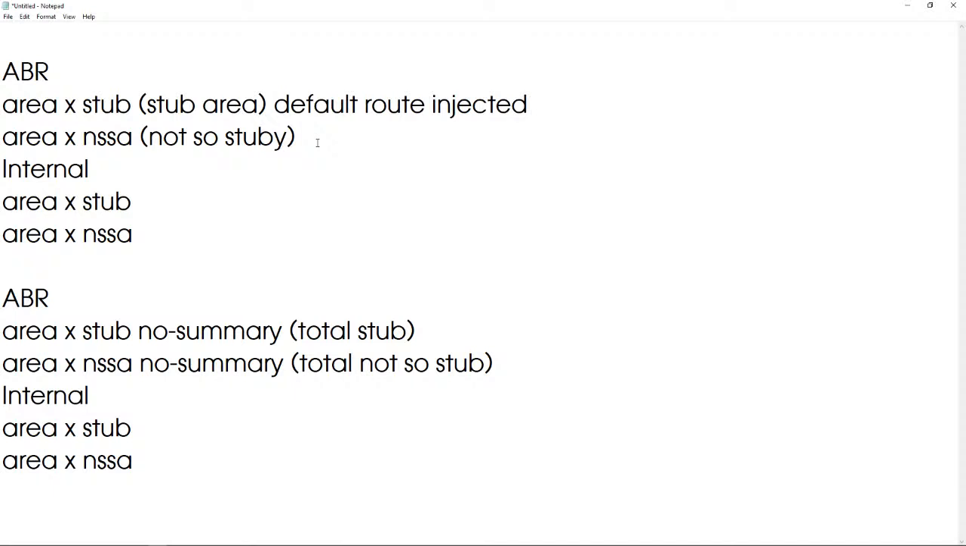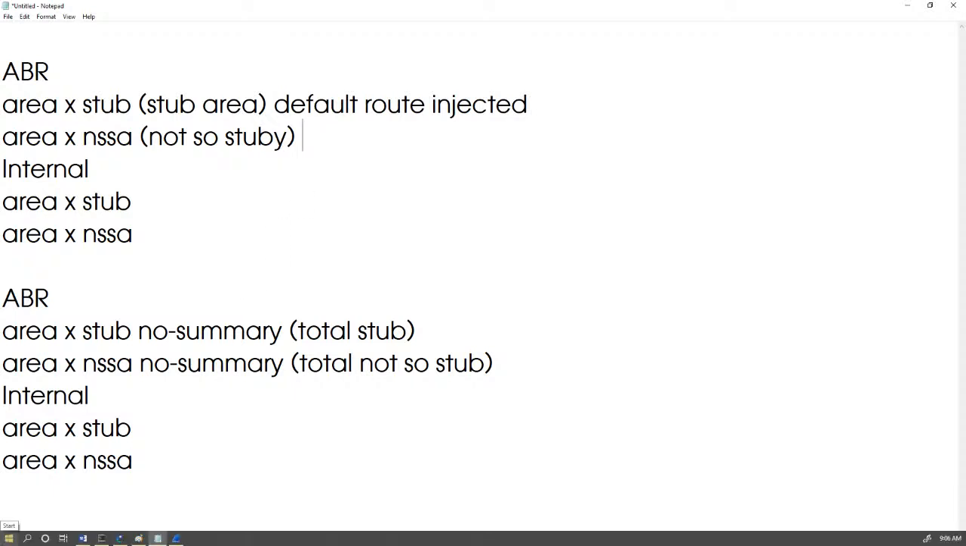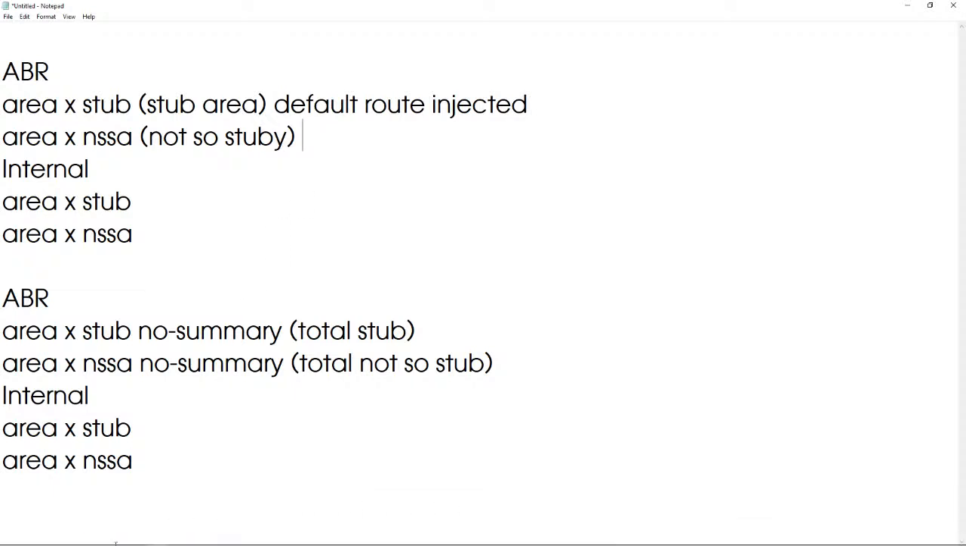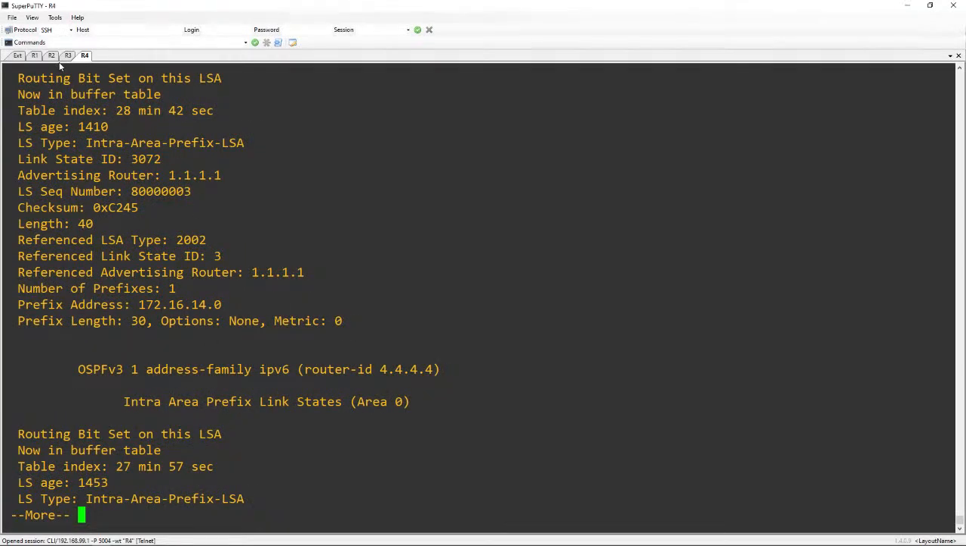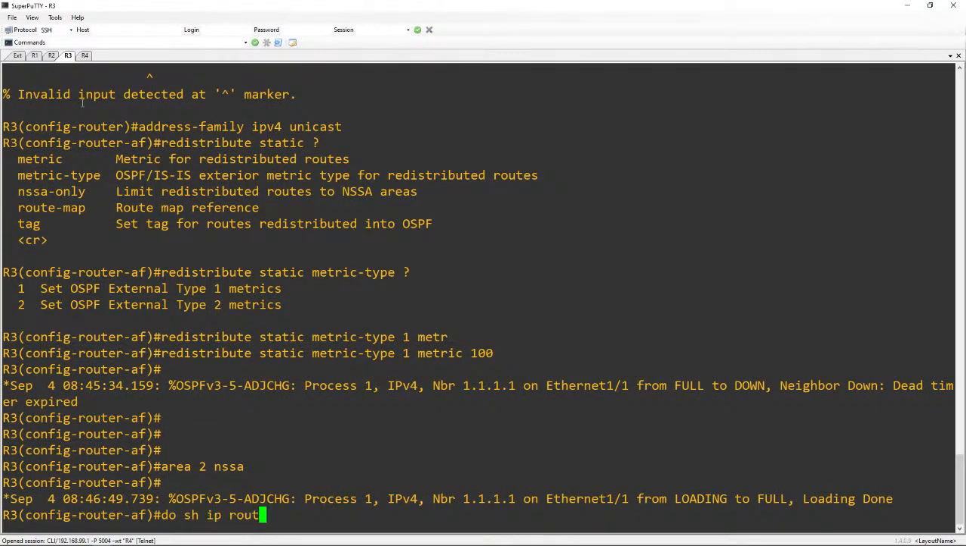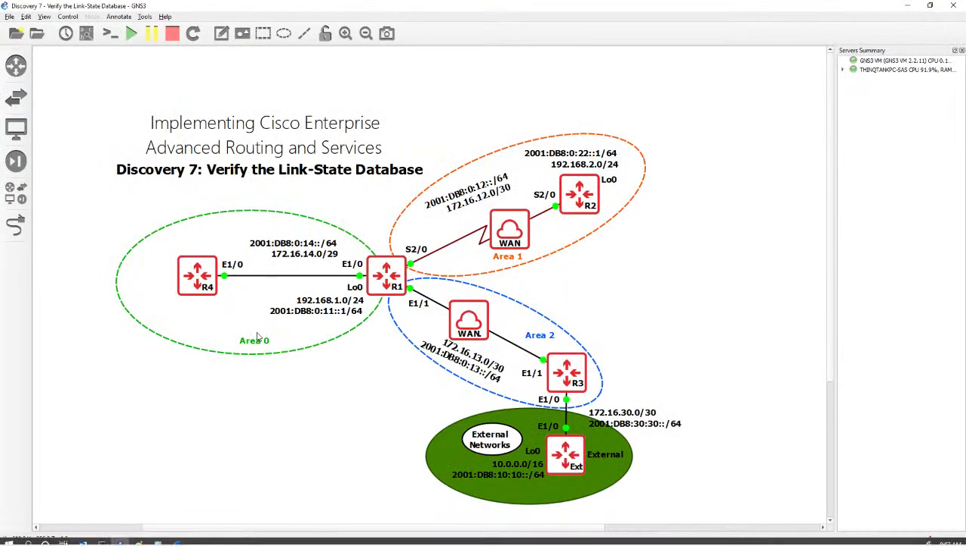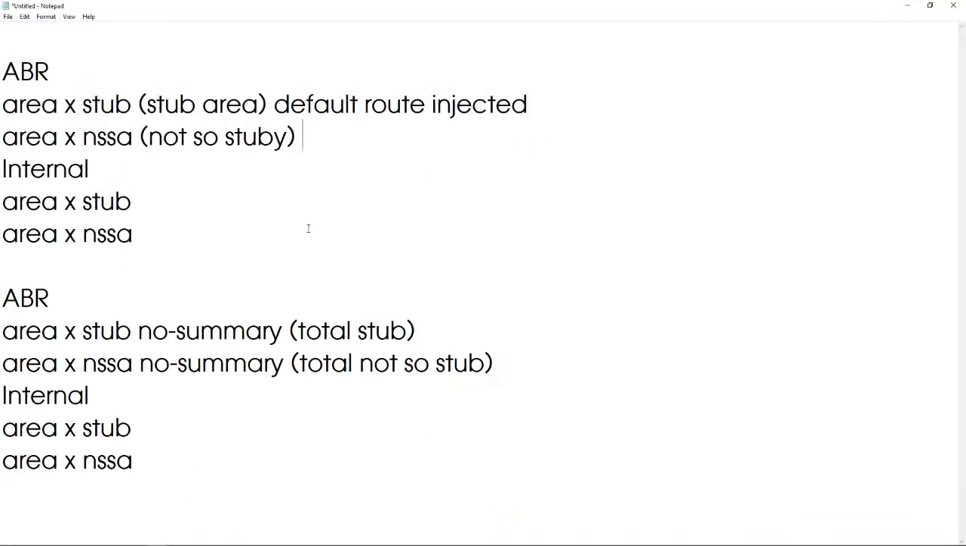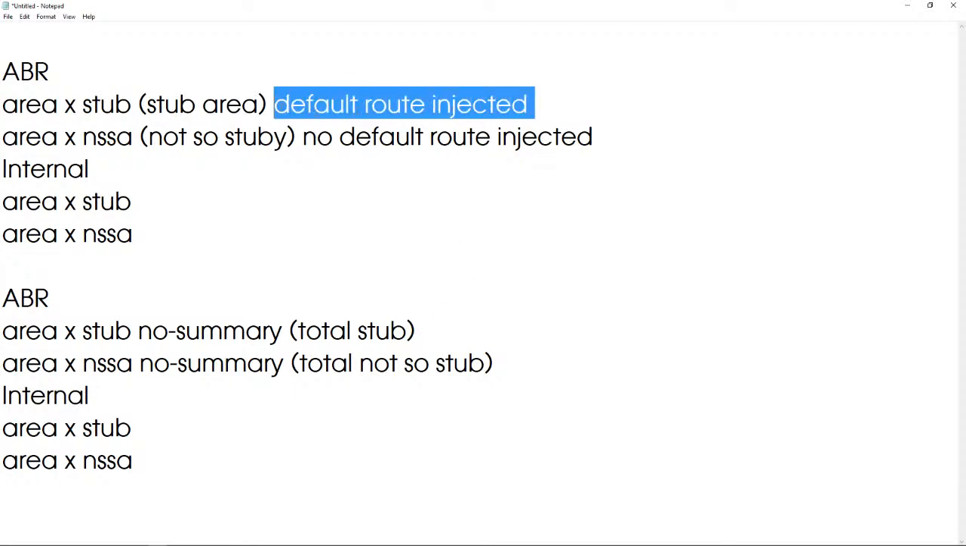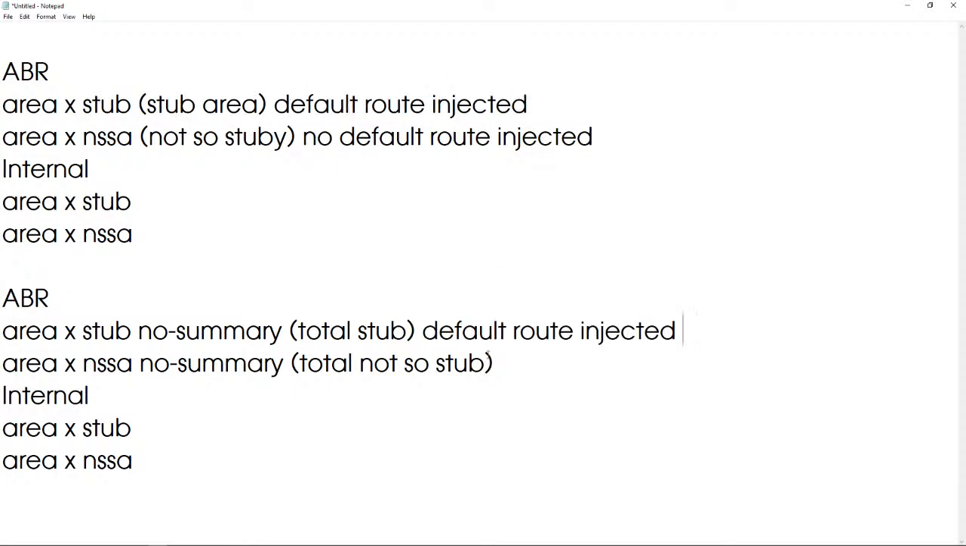Not so stubby, let's take a look. Let's go to router 3. We already configured that area as a stub area. Do show ip route. We can see a gateway of last resort is not set. So remember I told you that when you're doing not so stubby, no default route is injected automatically. In the other two cases, the default route is injected. And totally NSSA, default route is injected.